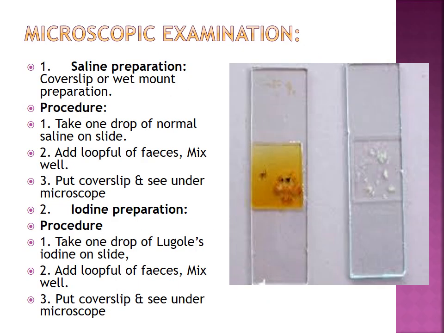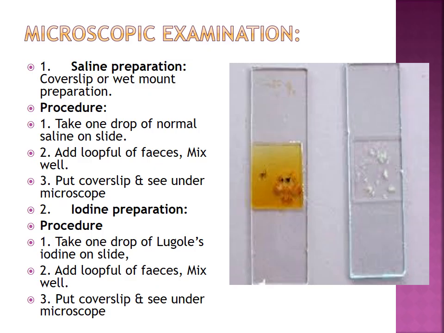Thank you. Hello students, now we will see microscopic examination of stool samples. That we do by the saline method and the iodine method. In the saline method you take 1 drop of saline, add some stool sample, mix and put a cover slip and see under the microscope, that is a saline wet mount. In iodine you take 1 drop of Lugol's iodine, then add the stool sample, mix and see under the microscope.